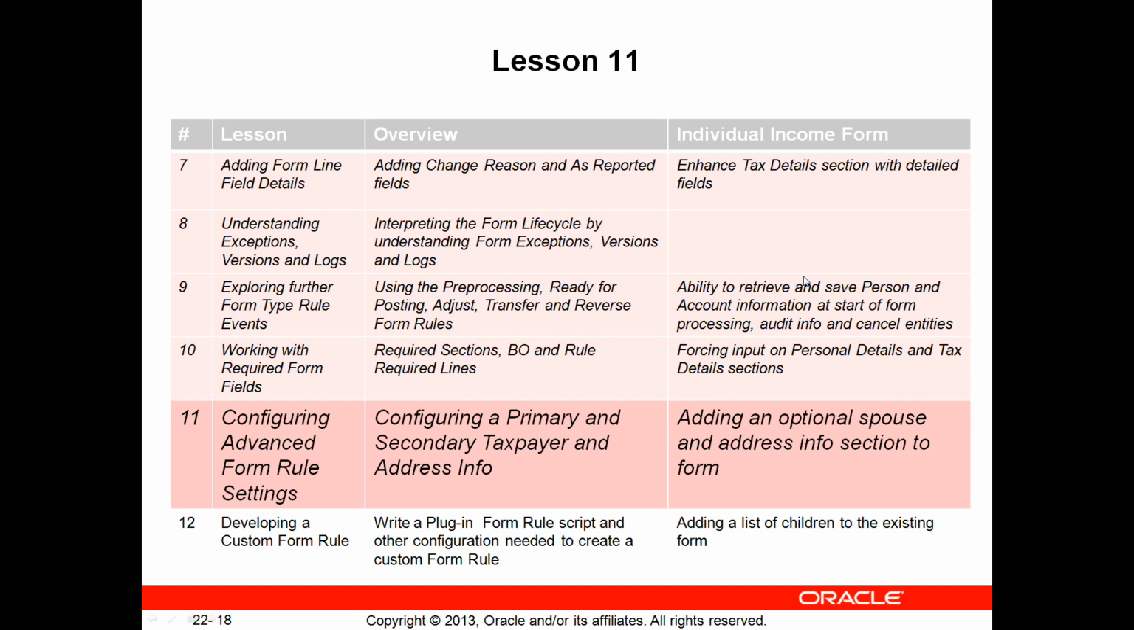Also, we will go back and add an address for this particular form, and again that requires going into existing form rules and updating them. By the end of this lesson you will have an updated form with, as I said, the ability to have a joint filing as well as an address in the form.